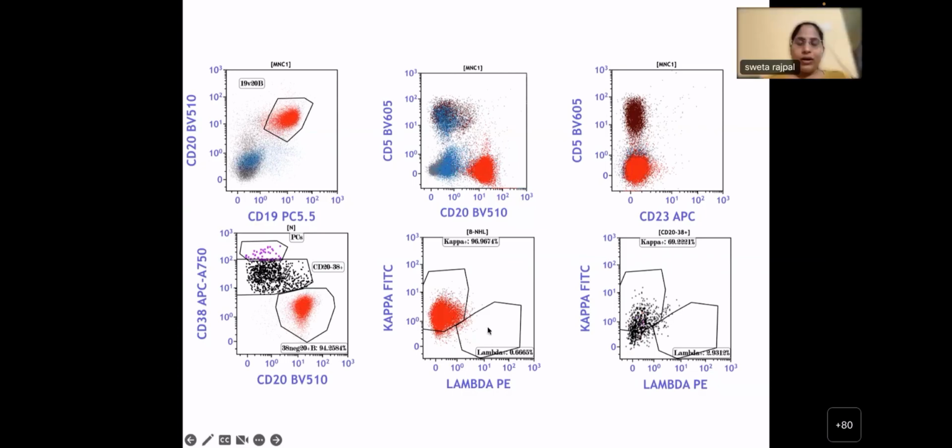Why do you say blasts? I'm sorry, I have not given CD45 for this case. So I say CD45 is bright for this case. So will they still be blasts? In morphology, we had seen lymphoplasmacytic cells, a proper plasma cell, and we are seeing a CD19 bright, CD20 bright population, which is marked in red.